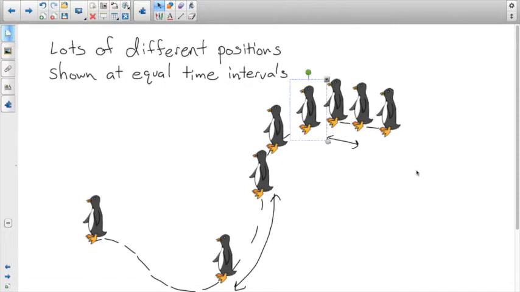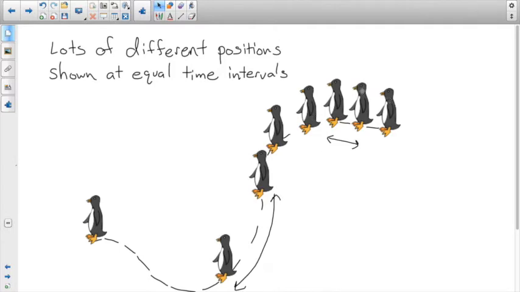So what I've shown in this picture are a bunch of different positions at equal time intervals. And what I mean by that is we took a picture, or imagine that somebody has a camera and takes a picture maybe every second, but definitely in equal time intervals, like maybe every 2 seconds, or maybe once every 3 seconds. And so initially, the penguin is here, and this is the same trajectory.